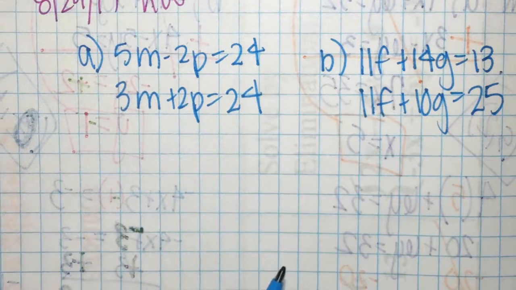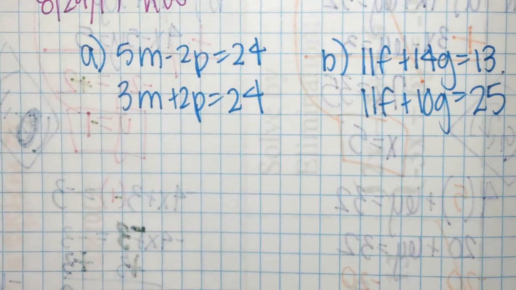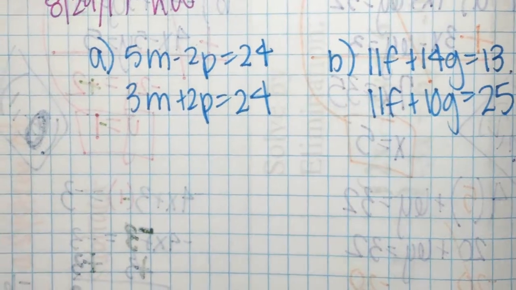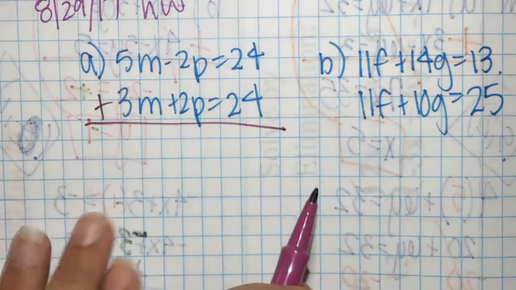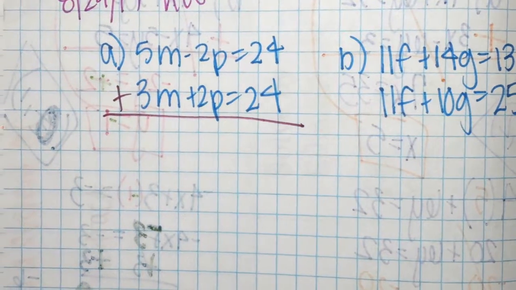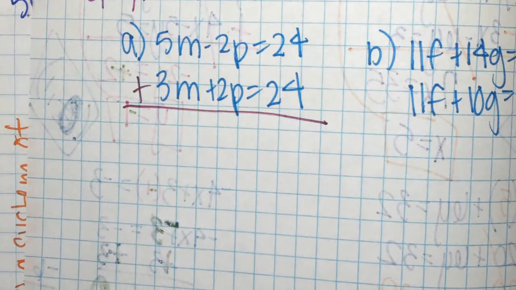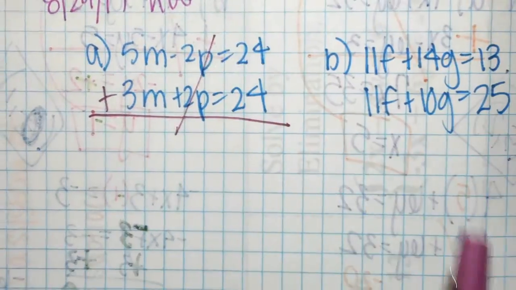So again, we add straight down because we want to get rid of the P's. Opposite signs, you add. So if you did not do your homework or you made a mistake, what should you be doing? Write it down. Following along, correcting it. Should we do it in marker? Get out a marker.